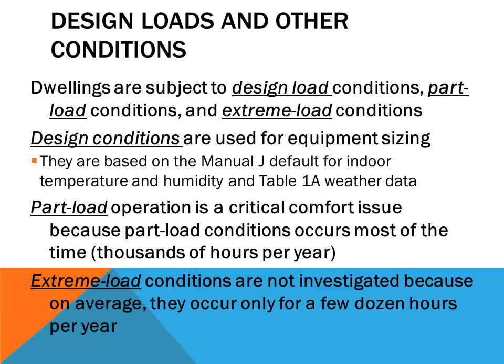A partial load operation is a critical comfort issue because part load conditions occur most of the time. We talk about the amount of time per year. Extreme load conditions are not investigated because on average they occur only for a few dozen hours per year. For example, you may have a summer that is not a normal summer, and for 3 or 4 days the temperature got well above 100 degrees, even though the design outdoor temperature was 95. We don't design systems for those extreme loads, but usually for the part loads or the normal design conditions that we find.